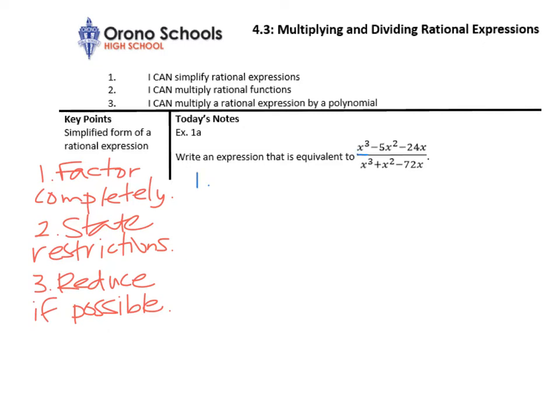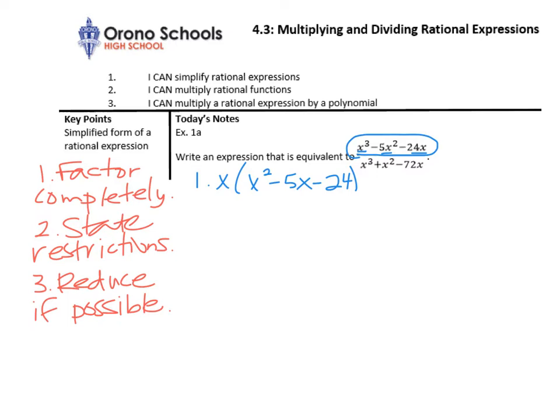If I start with the numerator, we have x cubed minus 5x squared minus 24x. I recognize it's a cubic function, but I don't have to do p over q. All 3 terms have an x in common. I can factor that out. And if we do that, we get x squared minus 5x minus 24.